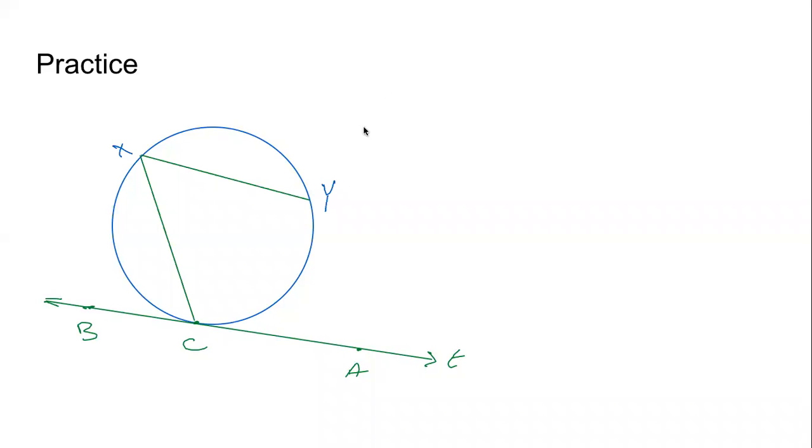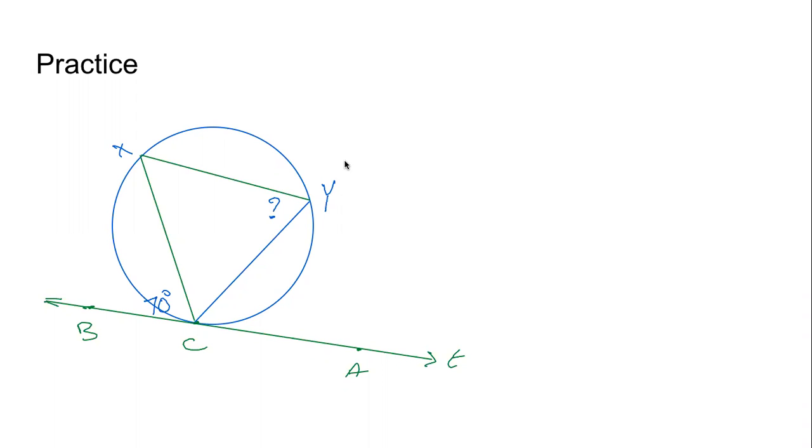Let us complete the diagram. We may need it, we may not need it, so we can complete the diagram. The question can be like this. This angle here is 70 degrees. How much is this angle? Should not take 15 seconds to answer this. If angle XCB is 70 degrees, what will be the measure of angle XYC?